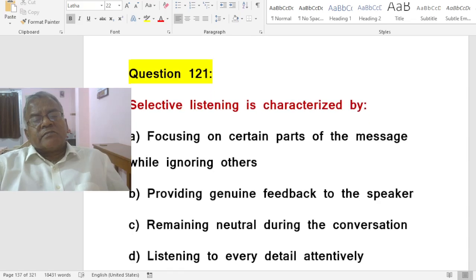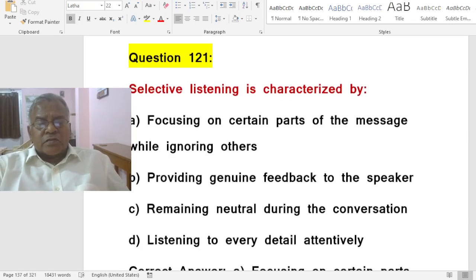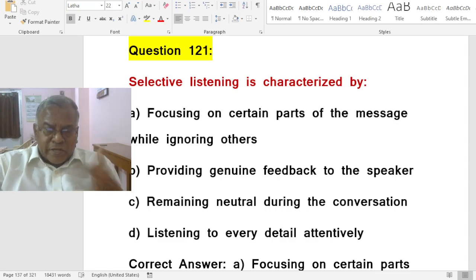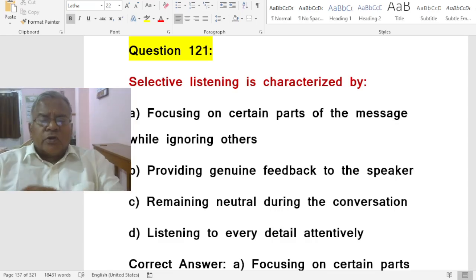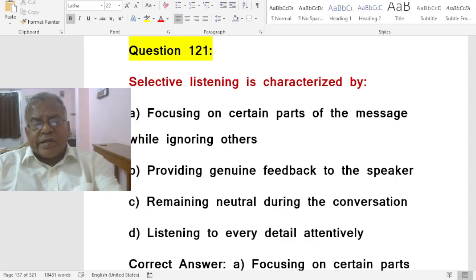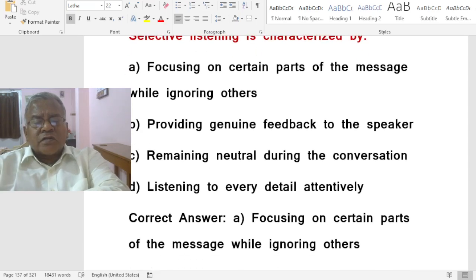Now, selective listening is characterized by what? A. Focusing on certain parts of the message while ignoring others. B. Providing genuine feedback to the speaker. C. Remaining neutral during the conversation. D. Listening to every detail attentively. So, among the four, which is the right one? That is focusing on certain parts of the message while ignoring others.